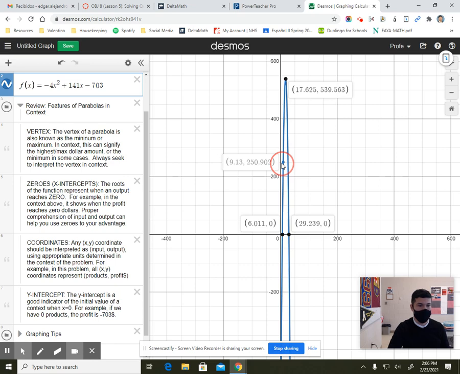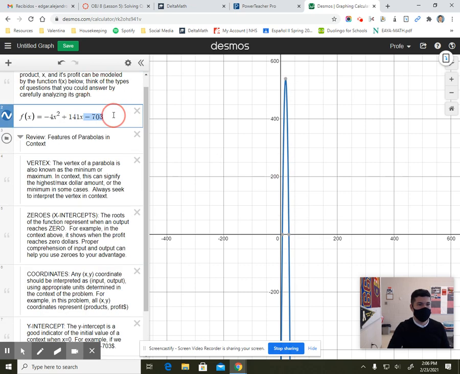independent variable and dependent variable. Also, it's important to know what the y-intercept means. Here, the y-intercept is negative 703. So that means if I produce 0 products, I'm going to be in the hole $703. That might mean that that's my initial investment into this.